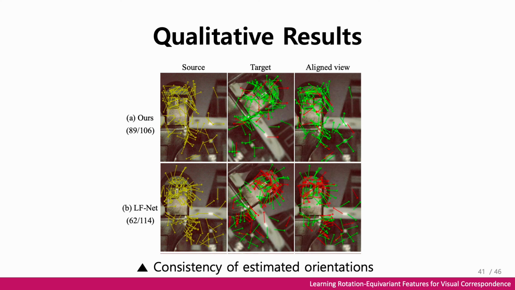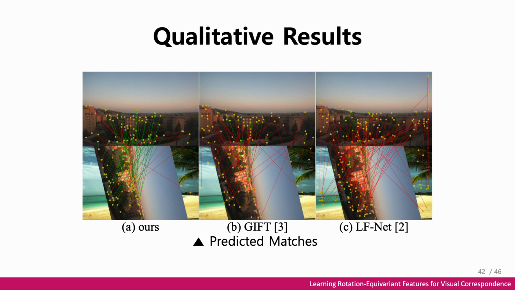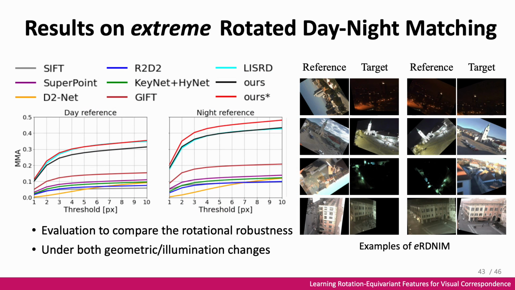Our model estimates more consistent orientations than LFNet orientation estimation. Our method finds more true matches, denoted by green lines in these extreme rotation cases. We evaluate the matching performance in the extremely rotated day-night image matching dataset. Our descriptor achieves the best performance under large illumination changes with extreme rotation.